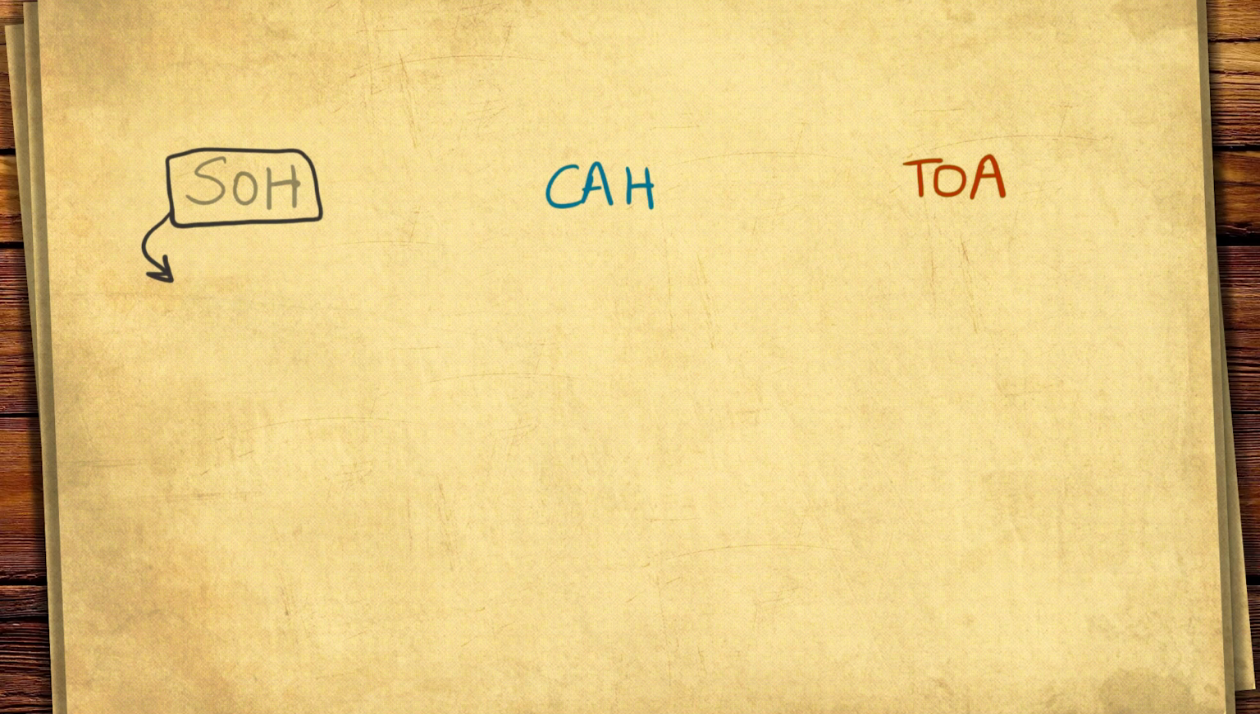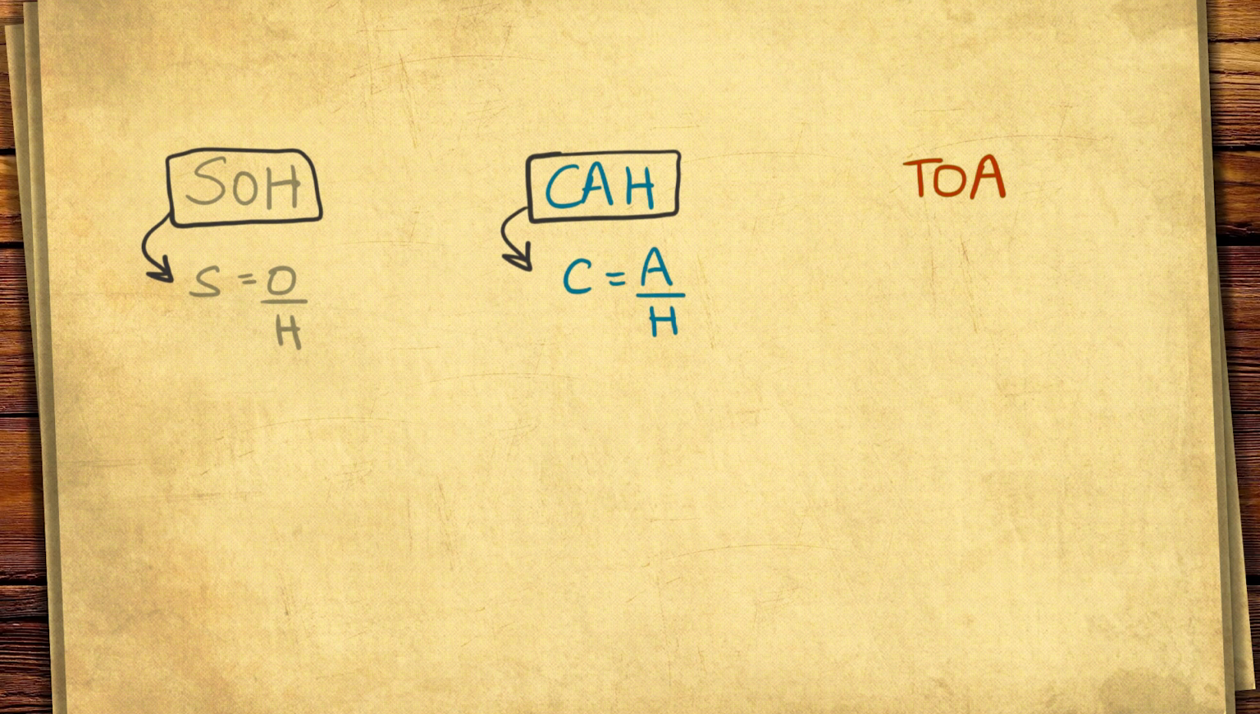We use SOHCAHTOA to make equations like these. From SO we get S equals O divided by H. From CA we get C equals A divided by H. And from TOA we get T equals O divided by A.